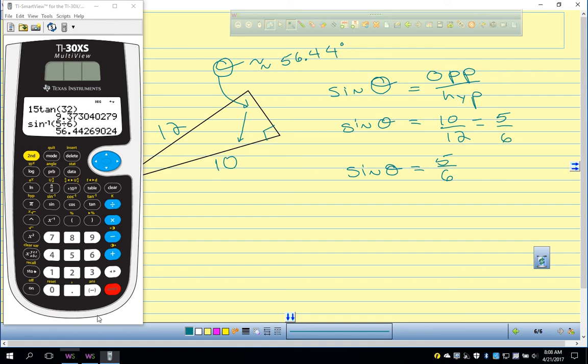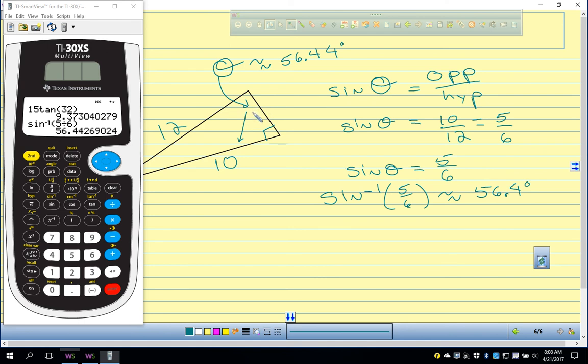If you don't get that angle, you're either doing something wrong or you're in radian mode. Okay? I'll help you if you can't figure out how to change mode. So you just do second. That's called the inverse sine. Inverse sine of 5 over 6 is about equal to 56.4 degrees. So if I know this ratio, I can figure out that angle.